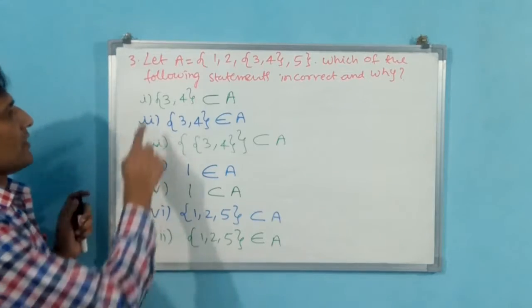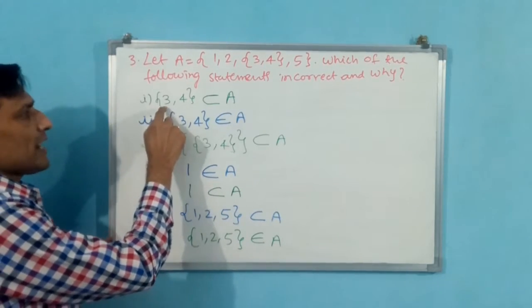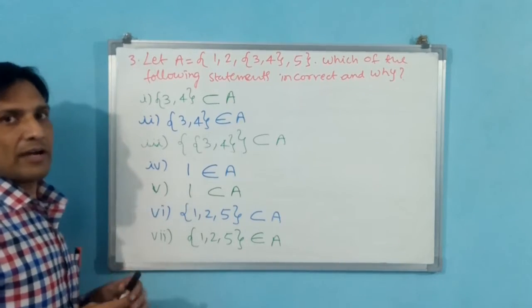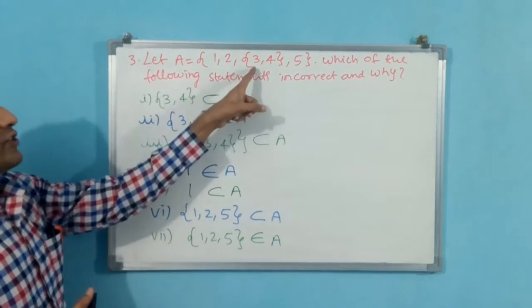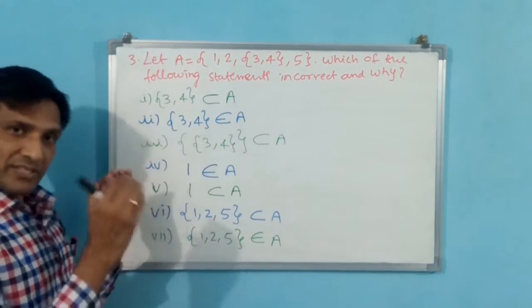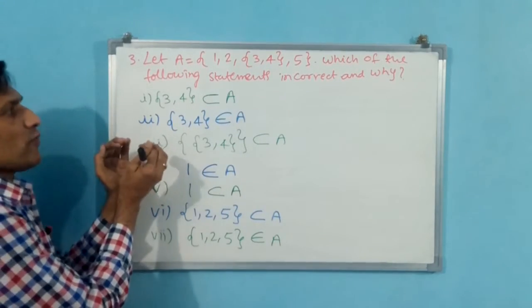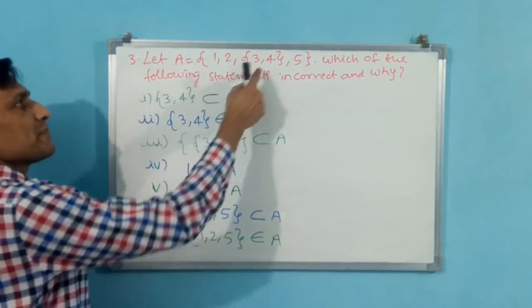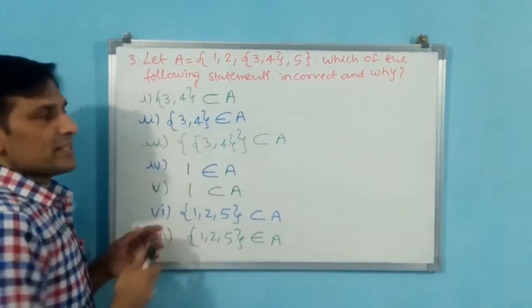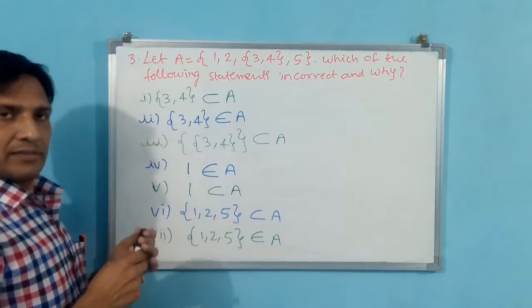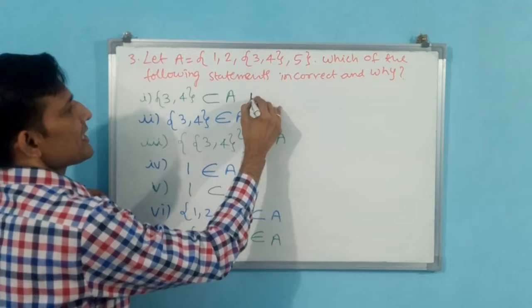Okay, let us see first one. {3, 4} under braces is a subset of A. 100% wrong. Why? Because see, {3, 4} is an element here under braces. That means set. We can say set {3, 4} is an element here. Even though it is a set, it has become an element in the set A. An element is not going to become a subset. Okay? Incorrect.